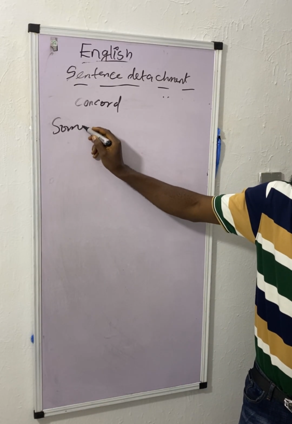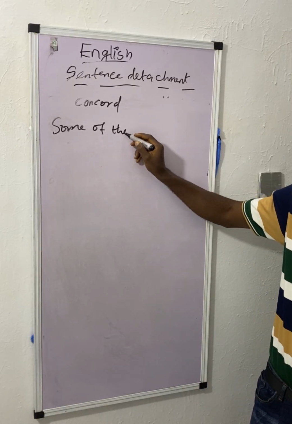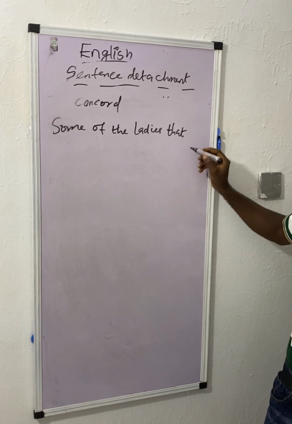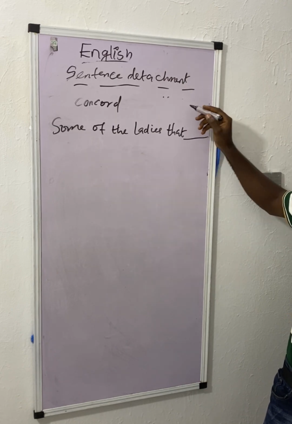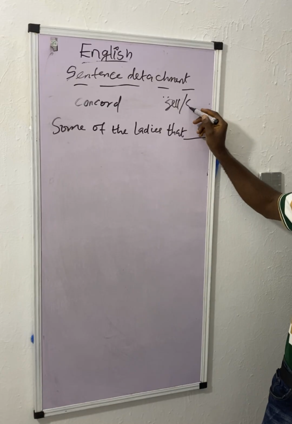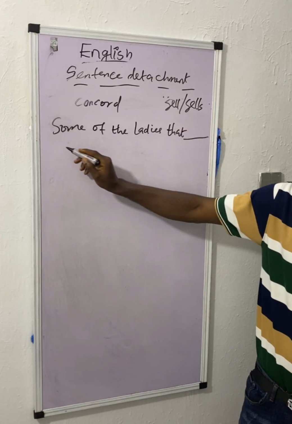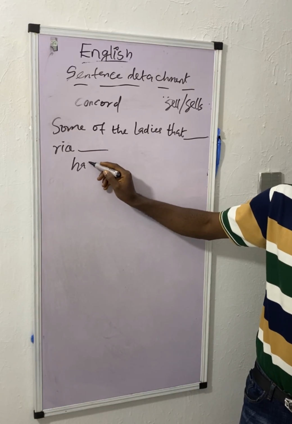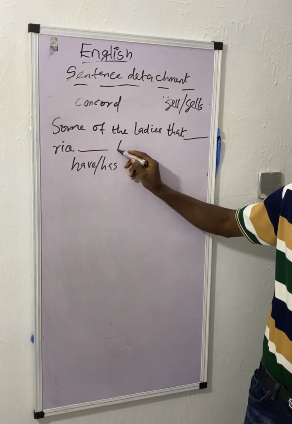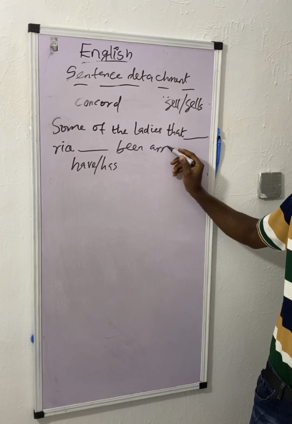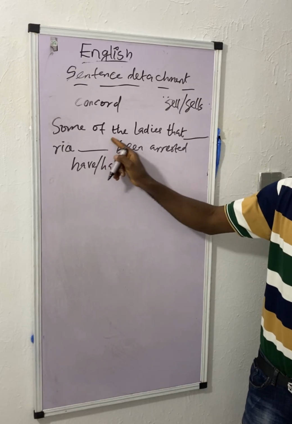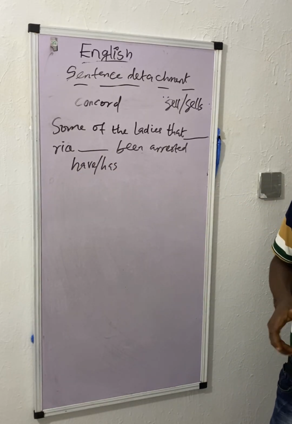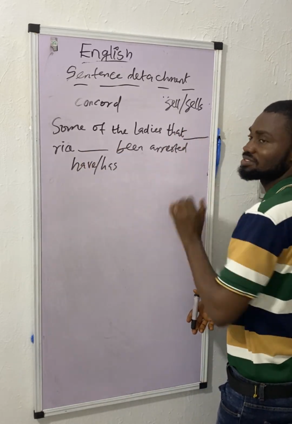Another example: some of the ladies that, okay, so here there's a blank space, and what should be here is either sell or sells, rice. There's another blank space here, and what should be here is either have or has, been arrested. So: some of the ladies that dash rice dash been arrested. How do we figure out what we should put here?